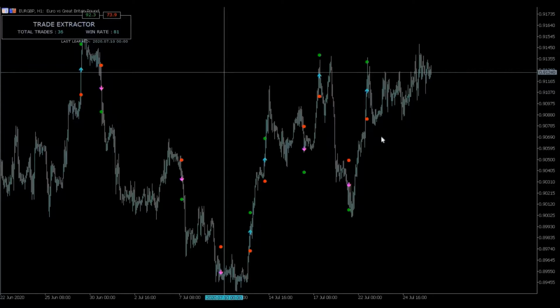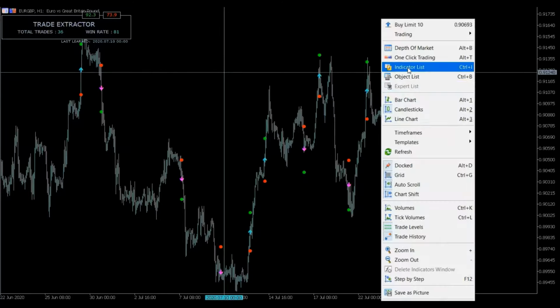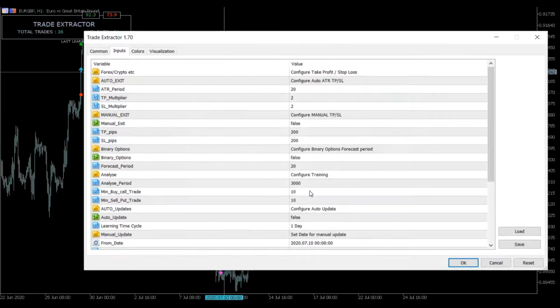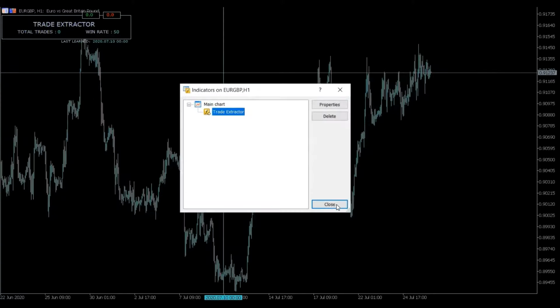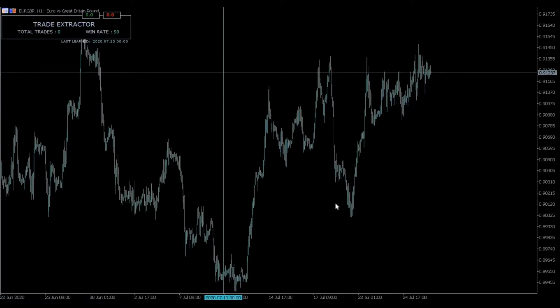So for example, if we increase the analyze period, say here it's 3000, the Trade Extractor will get more random data, so that the prediction will become even more accurate. For example, if we double it to 6000, it will take a while because 6000 is quite a lot of data. It is loading. Yeah, it has finished loading. Its training part is finished and the predictions are here.